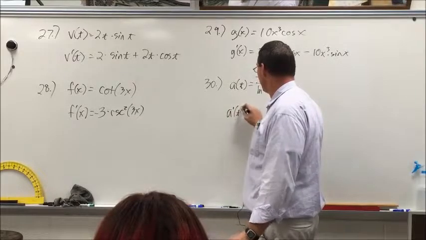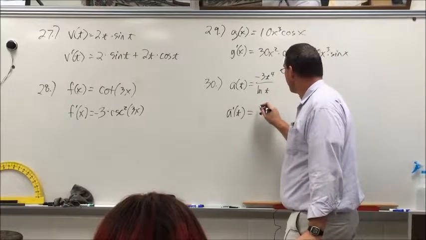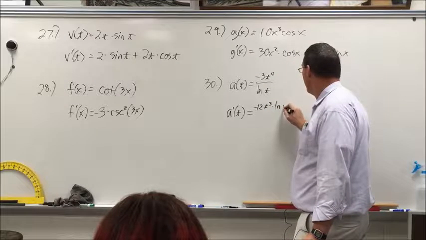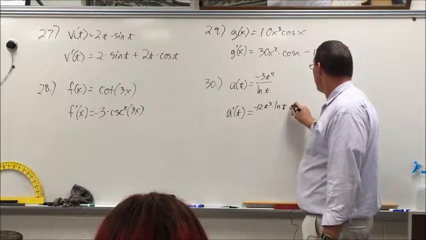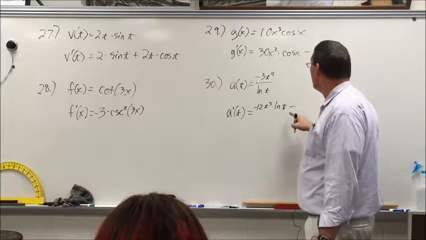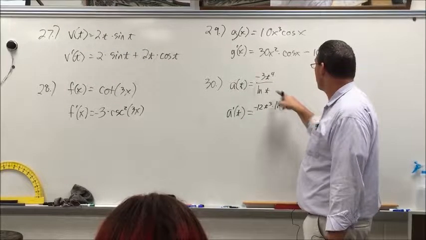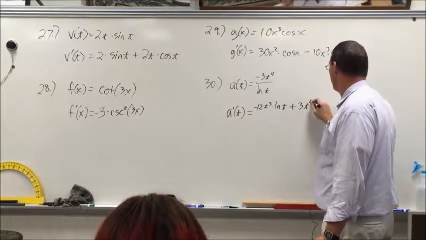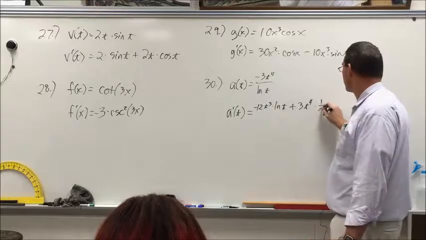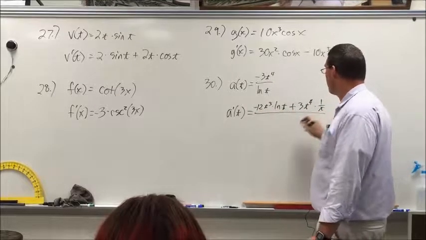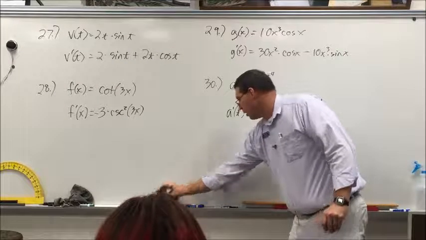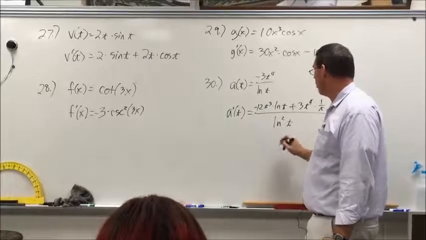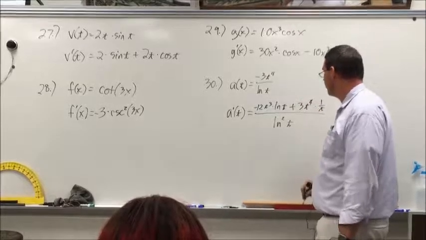A prime of t, derivative of the top is negative 12t to the 3rd times the bottom, natural log of t, minus the top. Yeah, it's going to become a plus because we're now going to put in negative 3t to the 4th, so it's going to be plus 3t to the 4th times the derivative of the bottom, 1 over t, we'll get back to this, over the bottom squared, that's an h. Natural log squared of t, or natural log of t in parentheses squared.